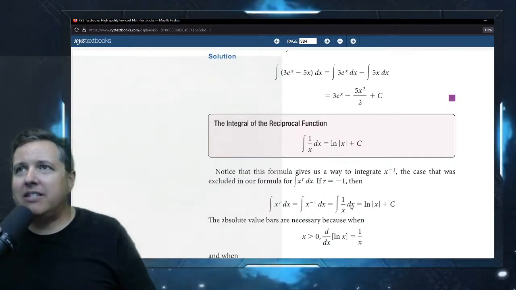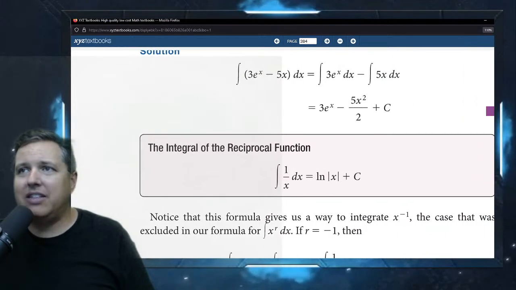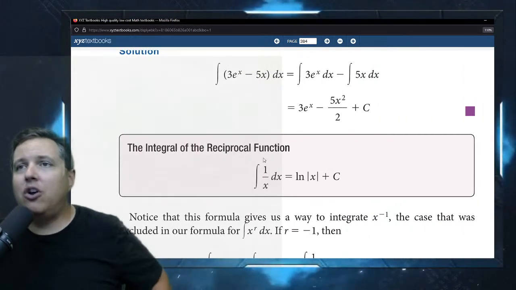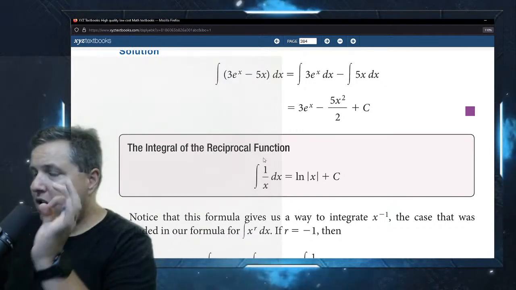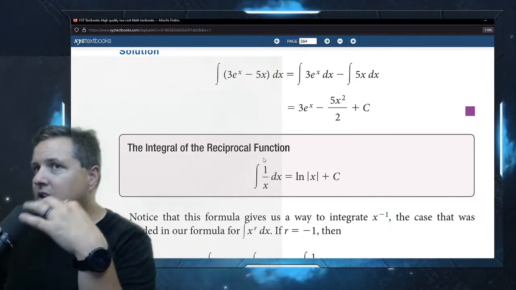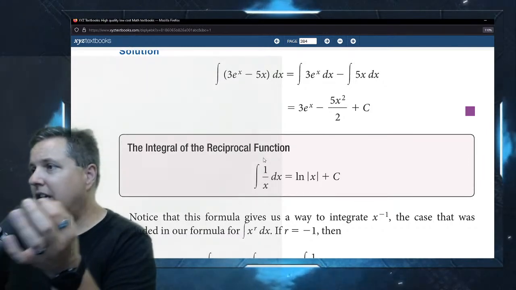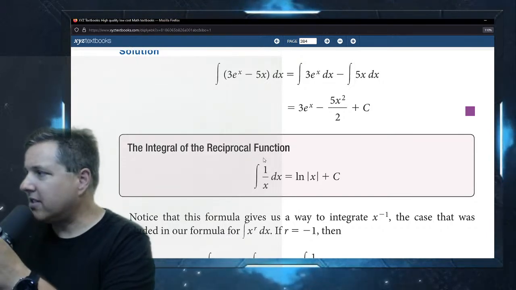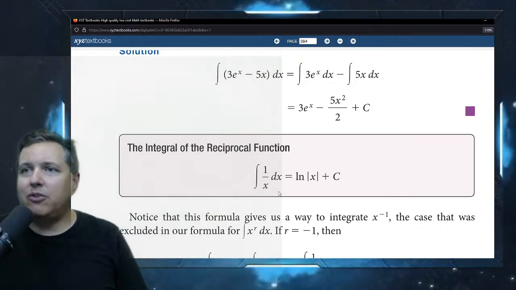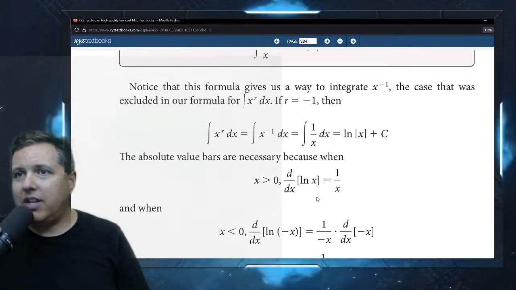The natural log of x is slightly tricky because you have to think about your positives and negatives. Remember, we can't take the natural log of a negative. So remember, we learned earlier today that the derivative of the natural log is 1 over x. So the integral of 1 over x is the natural log, except we have to make it the absolute value, and then we have our plus c, right? The absolute value is so that we aren't taking the natural log of any negatives.